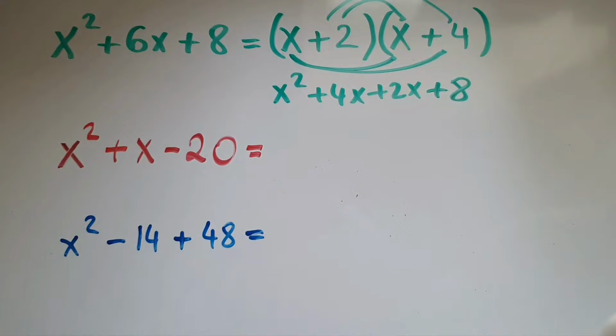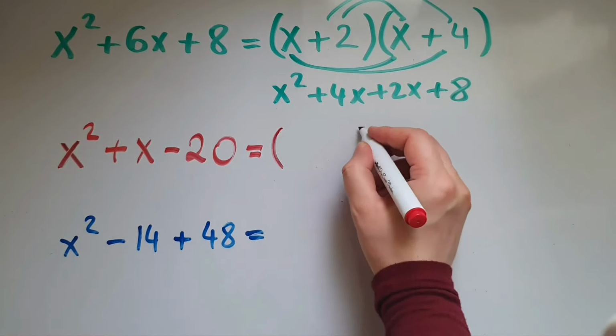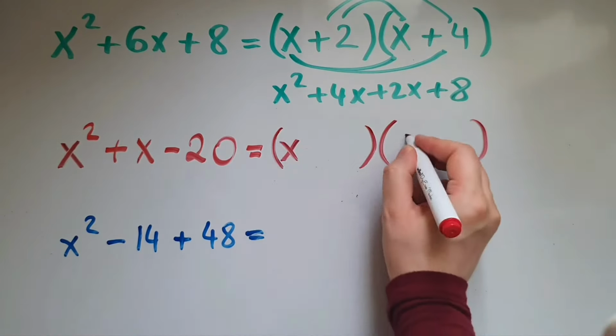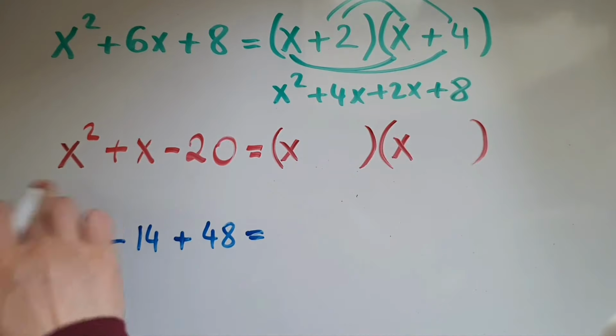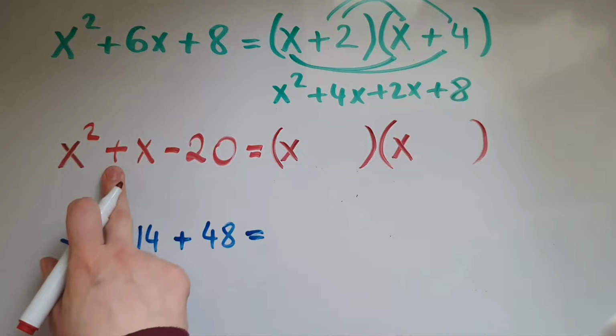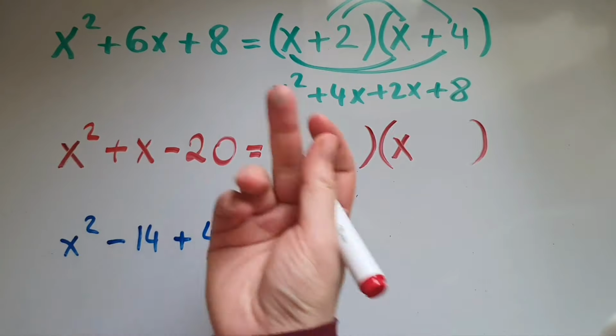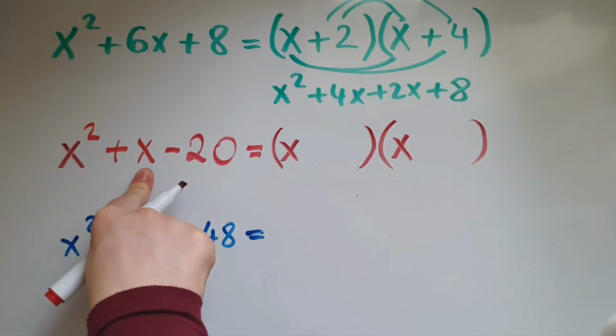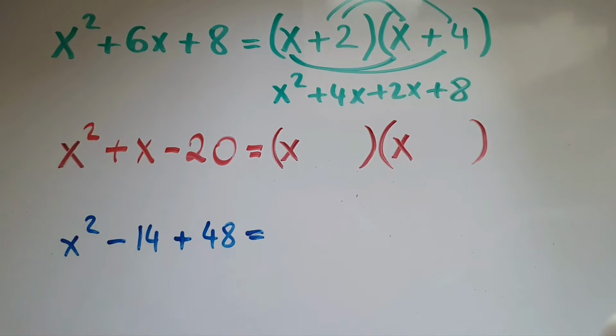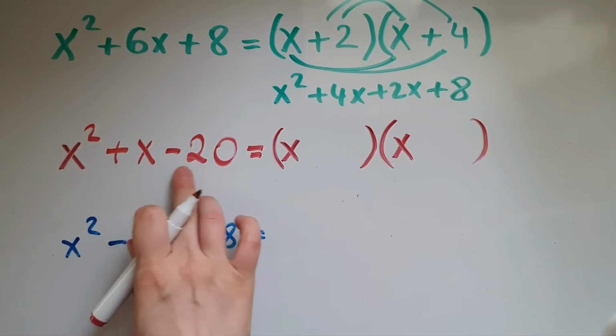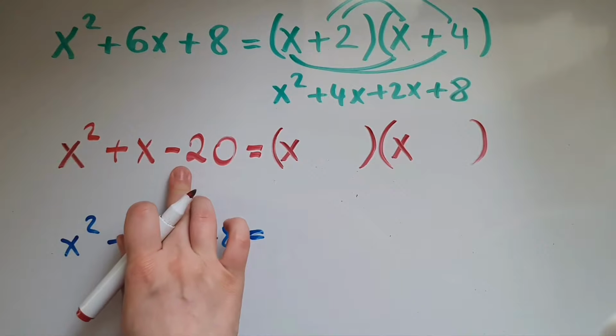Moving on to the next one, we've got x squared plus x minus 20. So opening up the brackets, we've got x and x because of the x squared here. Now we've got plus x, which is actually 1. So this is just 1x. So that means that the numbers add up to 1. Now that could be negative numbers as well. So a range of pairs would give us 1. And we can see here that negative numbers are involved. So we'll start with this one instead now.